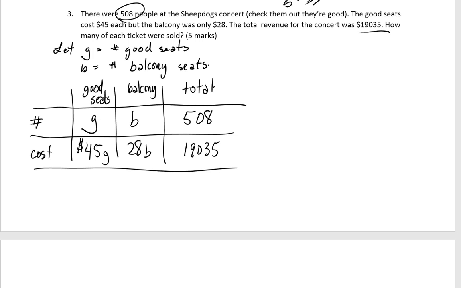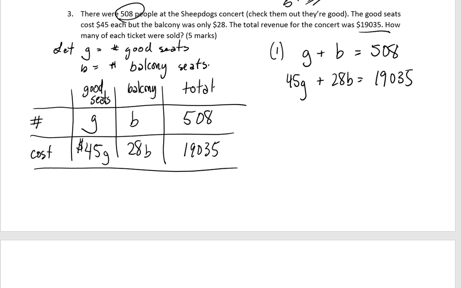So again, if you haven't got that figured out or the equations, maybe pause it, see if you can come up with the equations. I'll keep going. So equation 1 is G plus B equals 508. And then we have 45G plus 28B equals 19,035. It's equation 2. So I'll put the answers up, pause the video, see if you can find that solution.